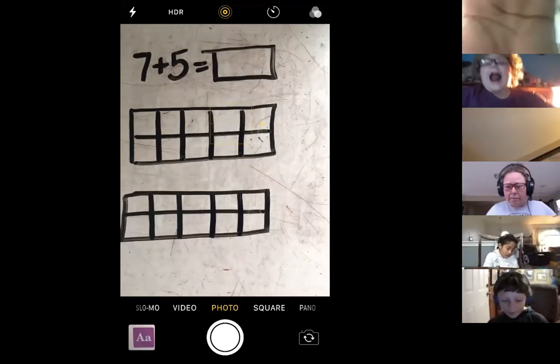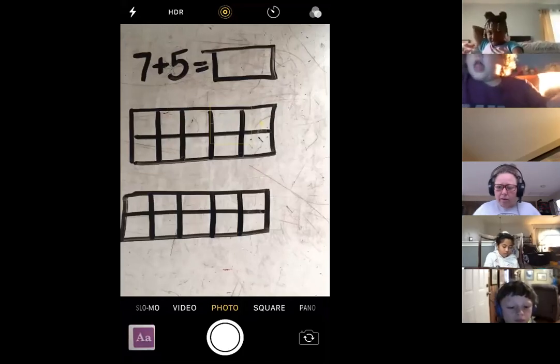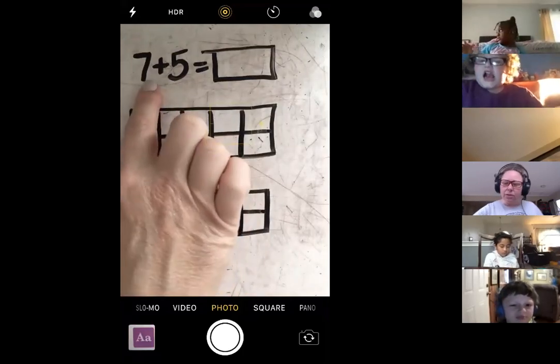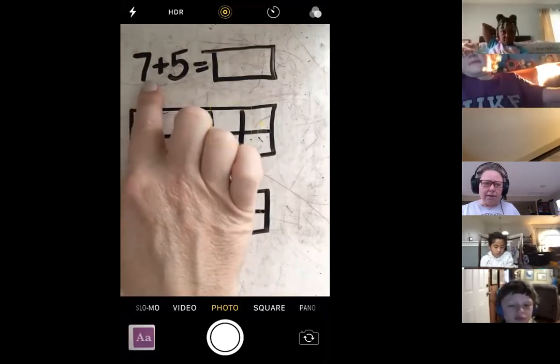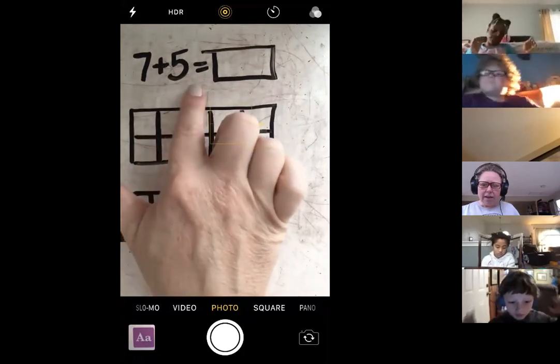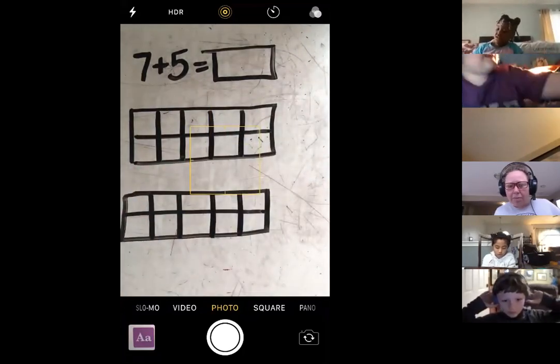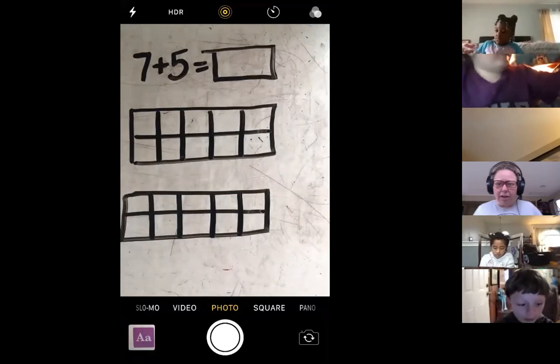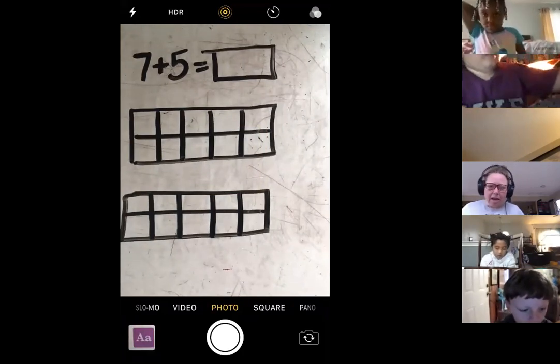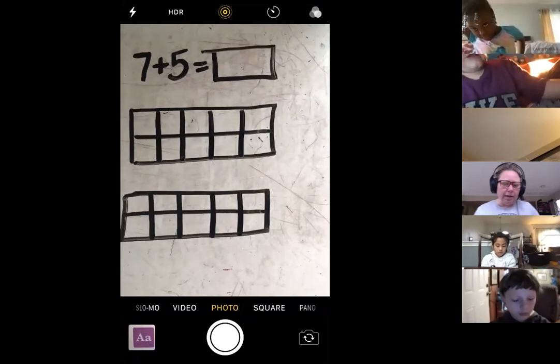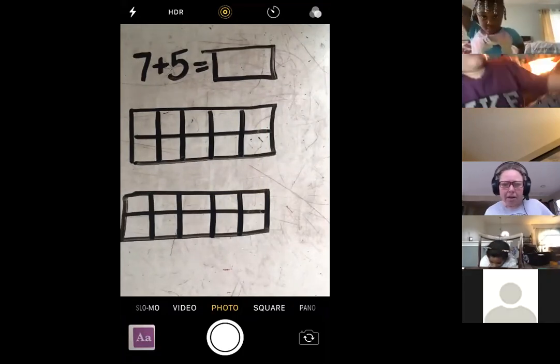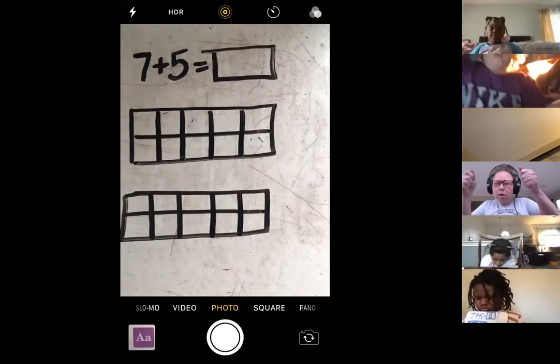I was saying, what are we making? Let's look right here. What does it say? Let's read it together. 7 plus 5 equals blank. Good job, Tyler. Thank you for sharing your strategies with me. Hey, Ryan, what strategy did you use, sweetie? Hold it up just a little bit more.